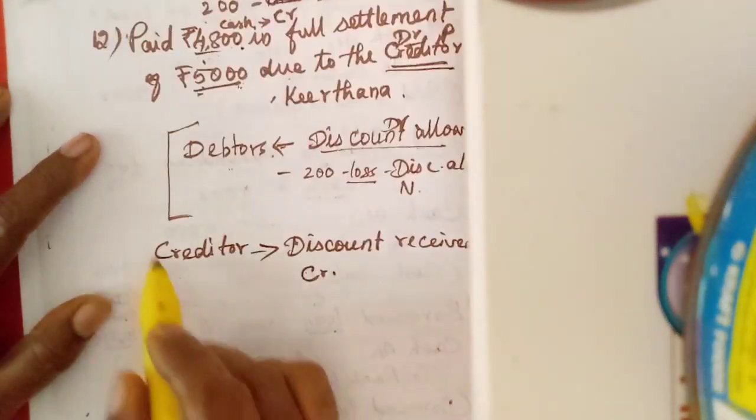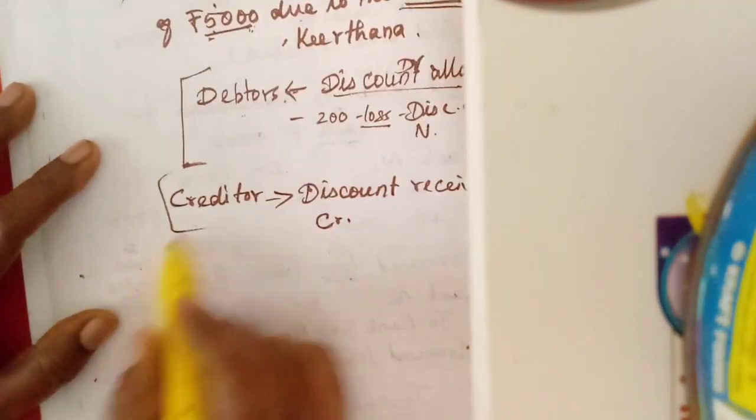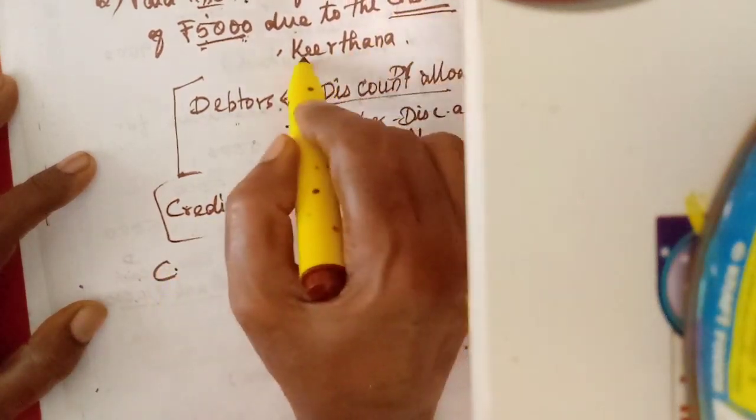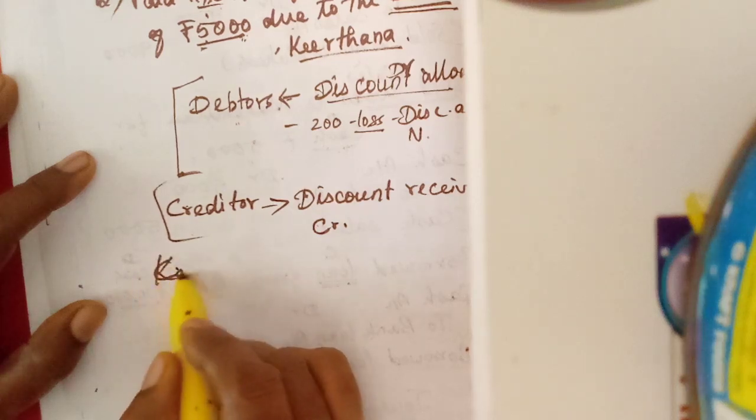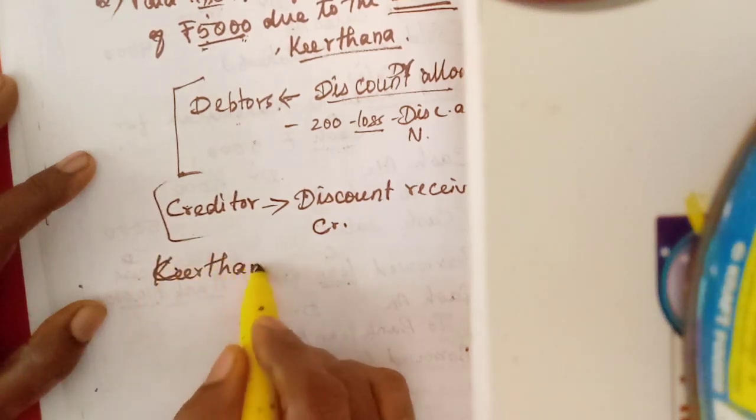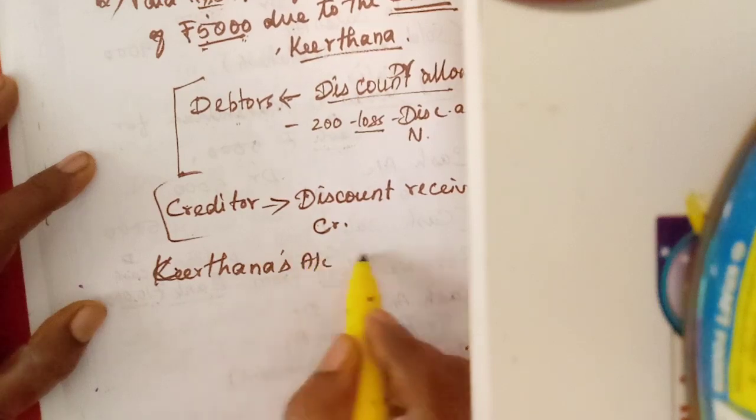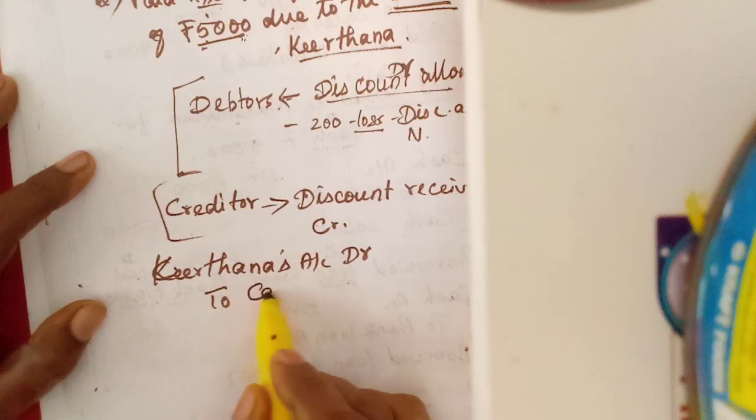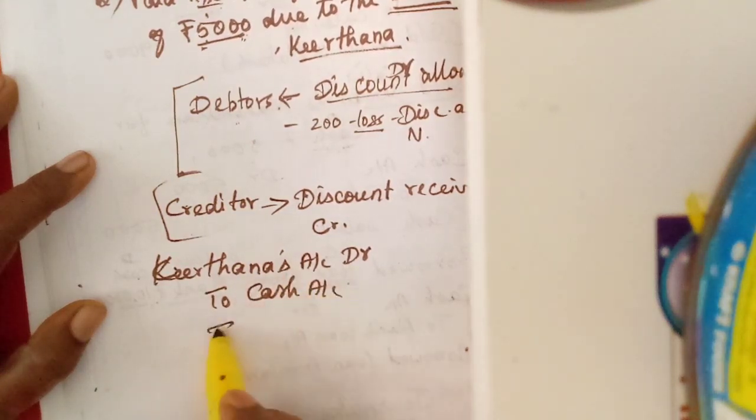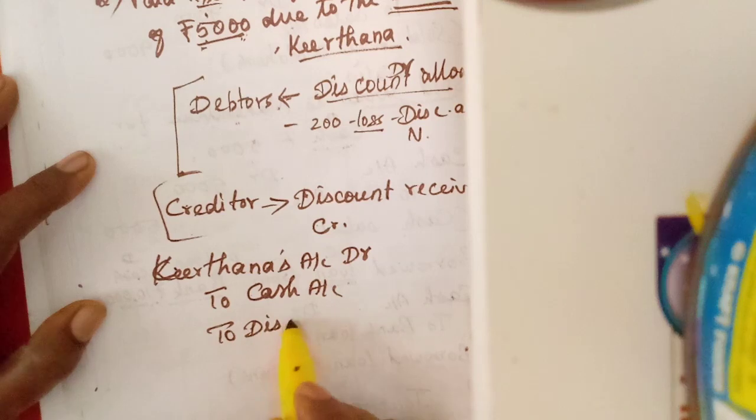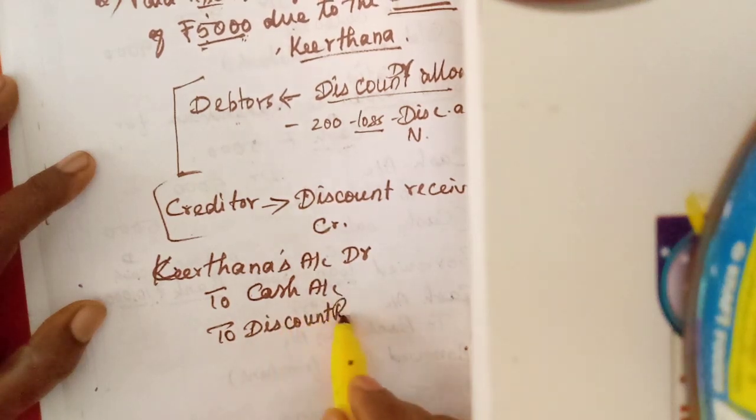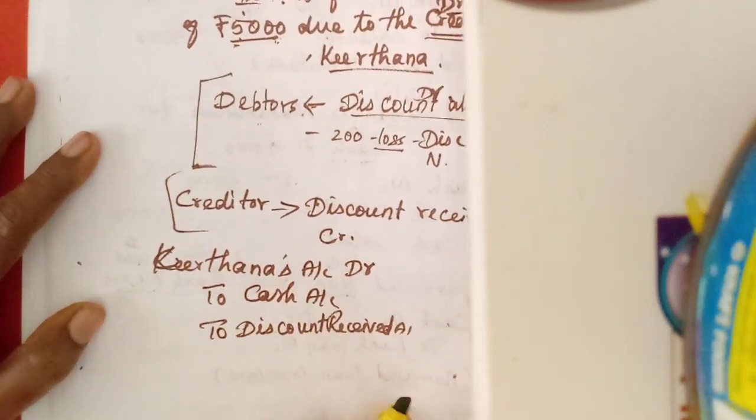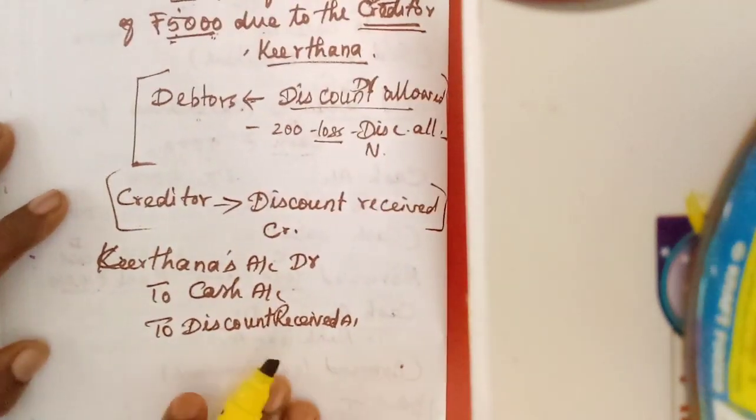Okay, now we will write the journal entry. What should be debited? Creditor's account debtor. Here the creditor means who? The Kirtana. So you write Kirtana's account debtor to cash, to discount received account. Discount received account. Okay.